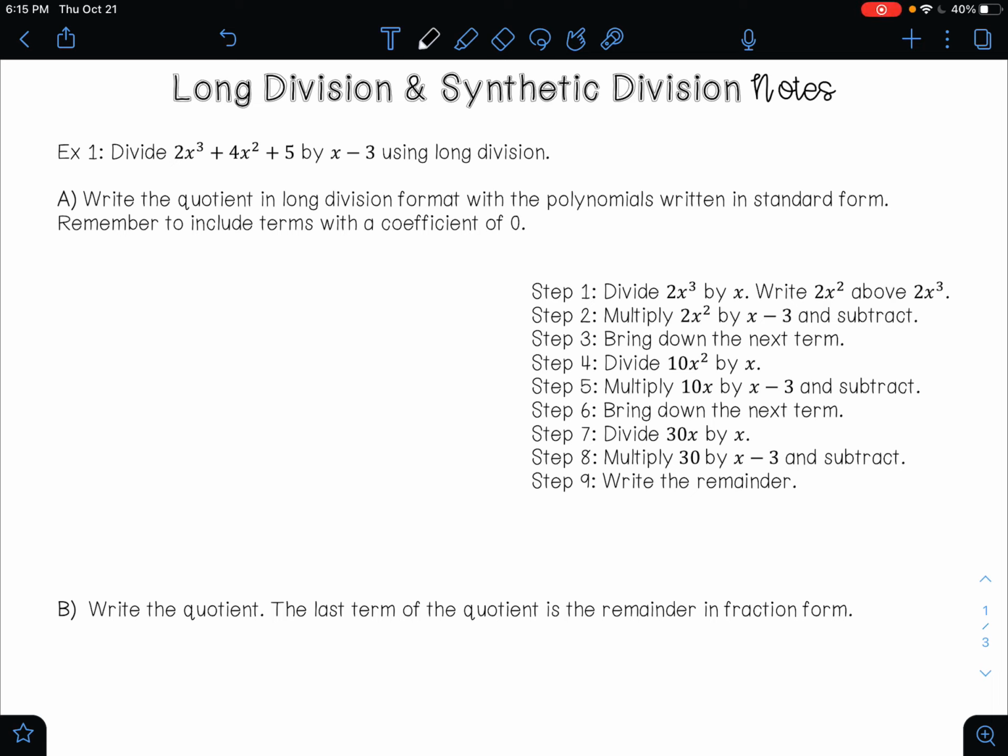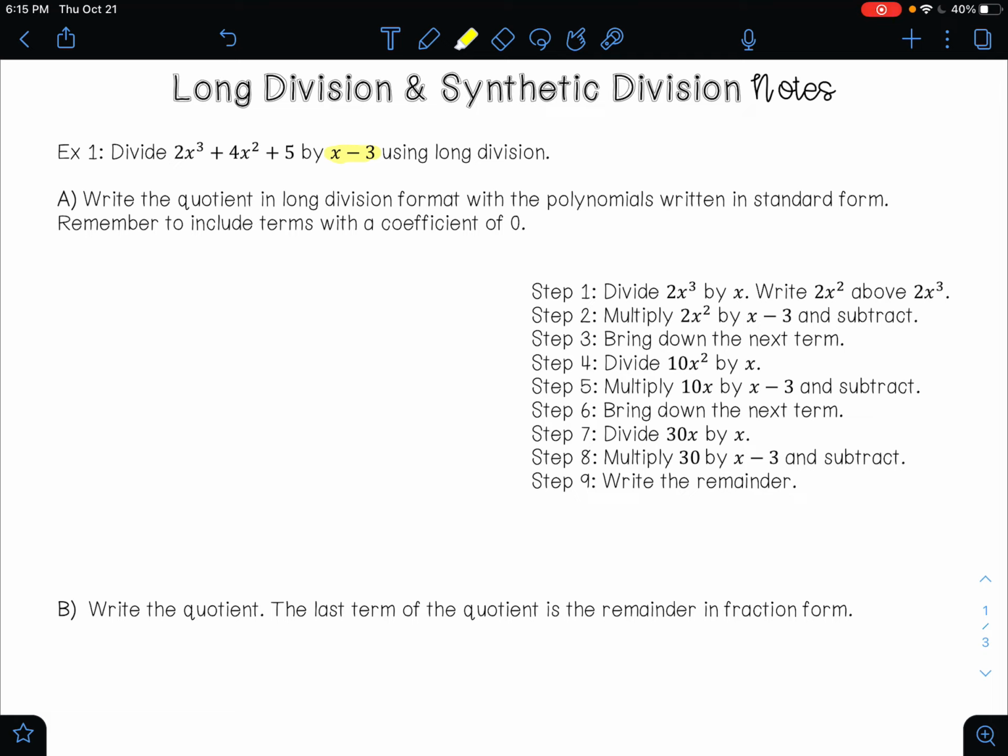In this video, we're going to learn about long division and synthetic division with polynomials. Up until this point, whenever we've divided polynomials, we've always had a polynomial being divided by a monomial, like 2 or 3 terms or more being divided by just one term. If we look at example 1, we can see that we are now dividing by 2 terms.